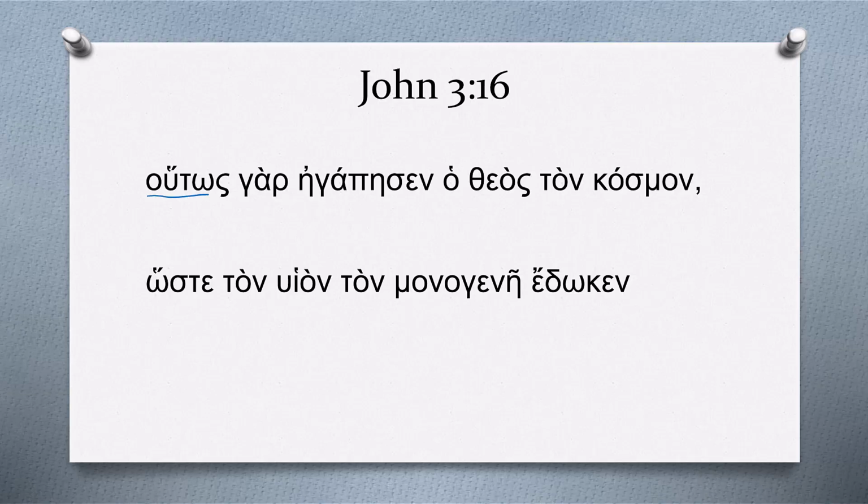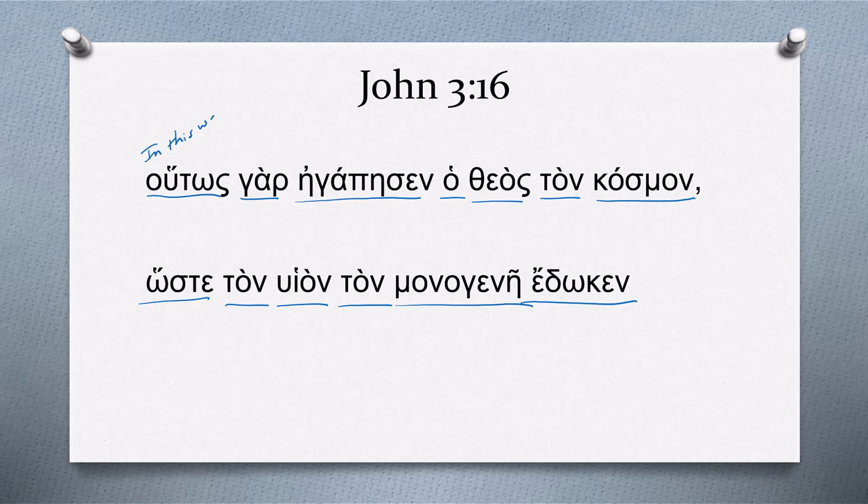We have houtos gar, egapesen ho theos ton kosmon. Hoste ton huion ton monogene edoken. Houtos means in this way, or so, we might say. Gar means because, or for. Egapesen means loved. Ho theos is a reference to God.